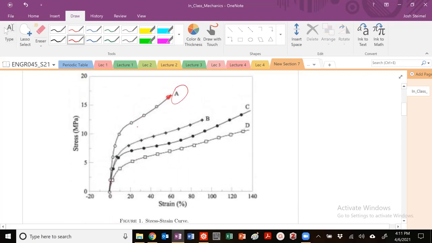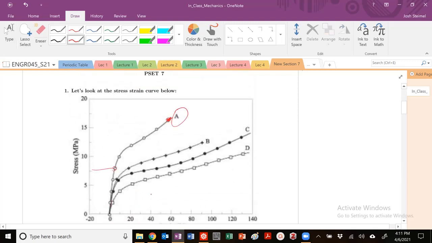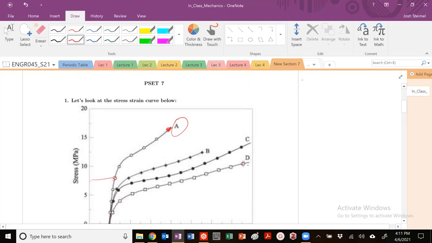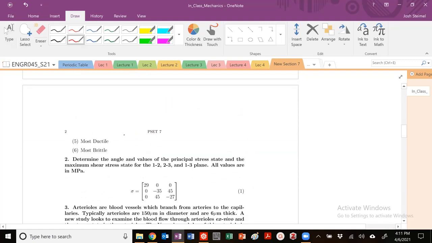What about the highest yield strength? Well, that's where, again, we deviate from linearity. So my yield strength is probably, let's say it's around here. So that's my yield strength, so that will also be A. What about my most ductile? So my most ductile, probably C or D. They both reach the same point. So most ductile, C or D.